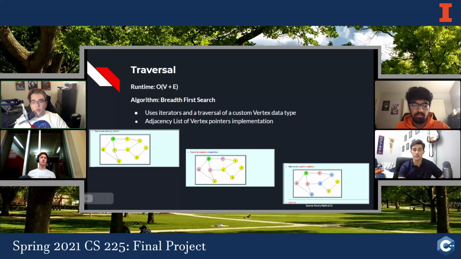So for the traversal, the BFS itself, the runtime of this traversal is big O of V plus E, where V is the number of vertices and E is the number of edges. Of course, BFS stands for breadth first search. And in our case here, we used a custom iterator that would iterate through a traversal of our vertex data types so that you could call operator plus plus and operator star to get the current vertex in the BFS path. Additionally, the adjacency list of vertex pointers was used so that when we dereferenced each of these vertices, we would actually get a correct reference to the correct vertex.